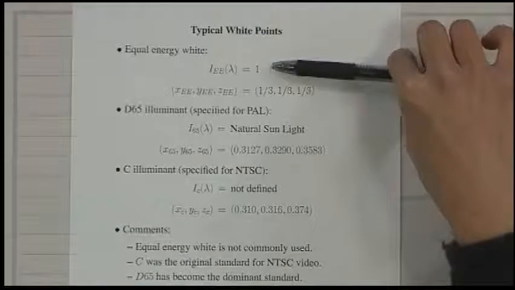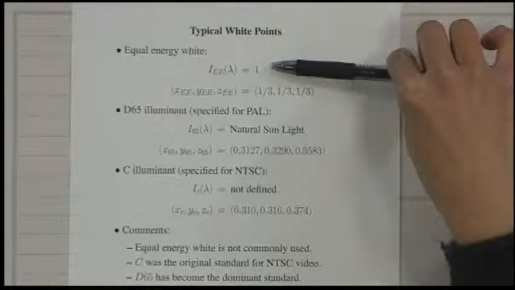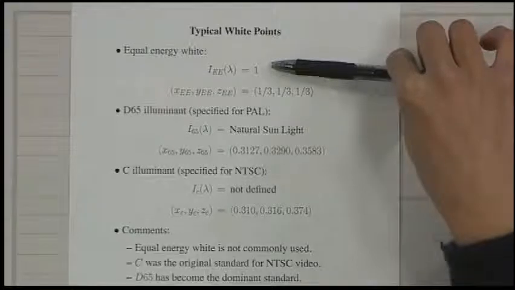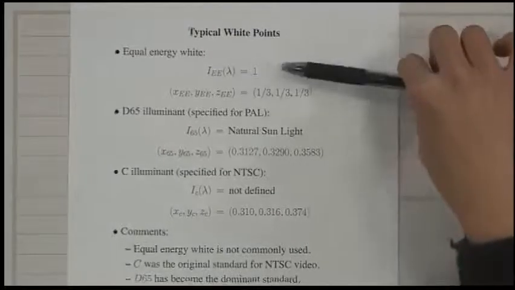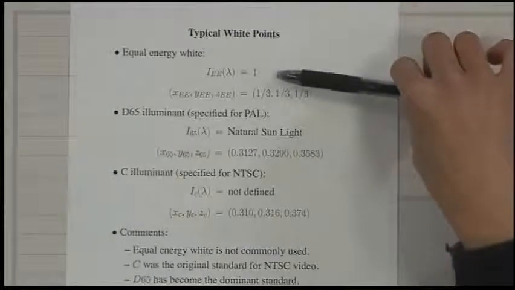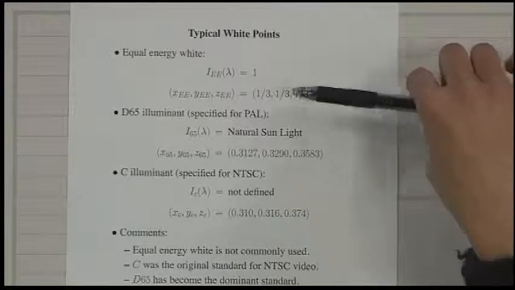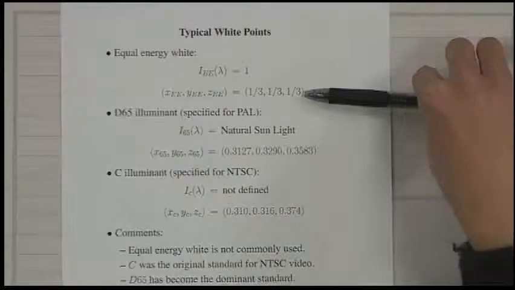If you recall, the color matching functions are usually normalized to 1. So if you compute the XYZ tristimulus values of this equal-energy white, you get the three values 1, 1, 1. And if you normalize the three values, you get the chromaticity 1/3, 1/3, 1/3.